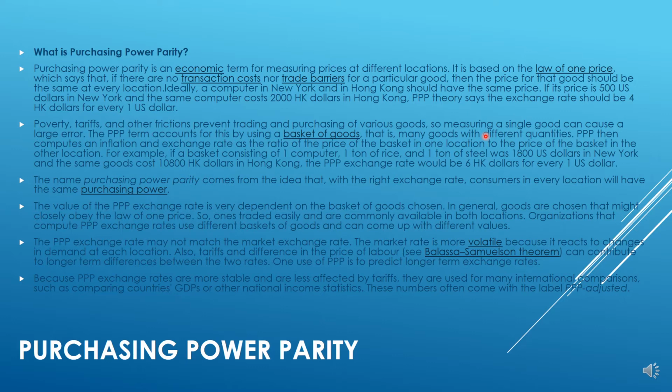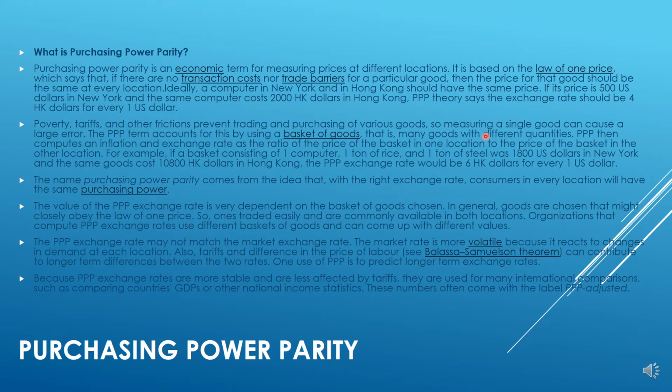So, poverty, tariffs, and other frictions prevent trading and purchasing of various goods. So, measuring a single good can cause a large error. The purchasing power parity term accounts for this by using a basket of goods, that is, many goods with different quantities. Purchasing power parity then computes an inflation and exchange rate as the ratio of the price of the basket in one location to the price of the basket in the other location.